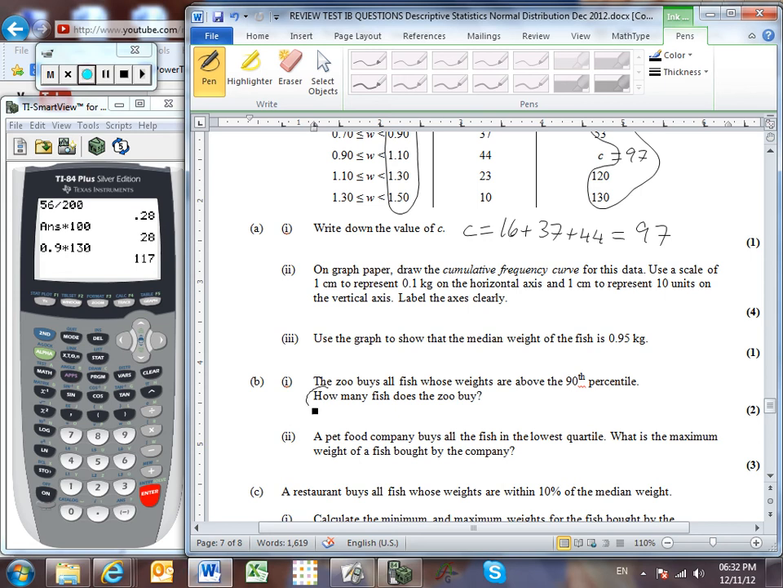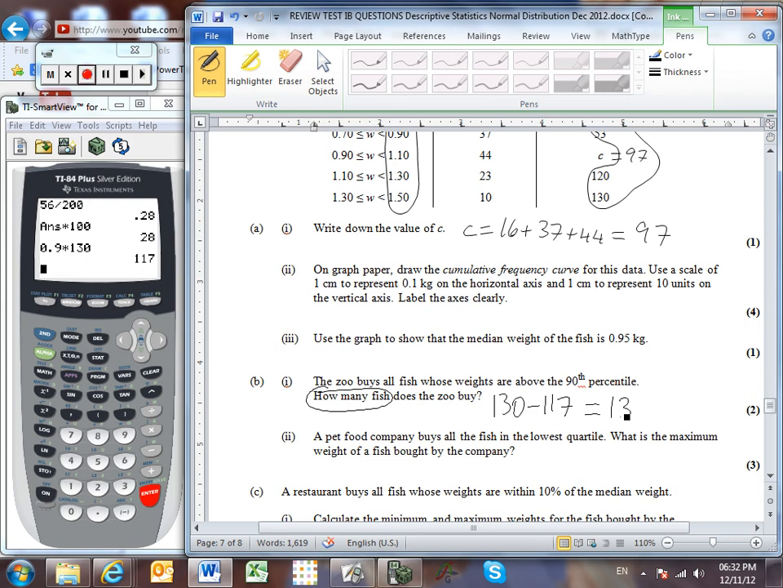It said, how many fish does the zoo buy? So the zoo is only buying the fish that are above the 117. Right? 117 fish is the lower 90%. If there's a total of 130 fish, then I subtract those 117 that are in the bottom 90%, and I'm left with just the top 10%, which of course is 13. 10% of 130, the heaviest 10%, is 13 fish.